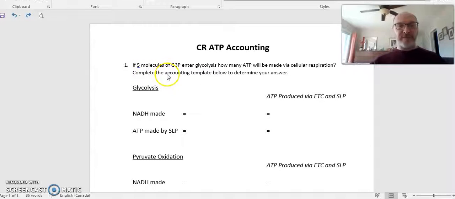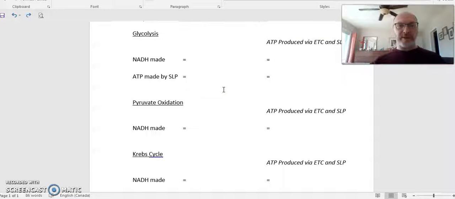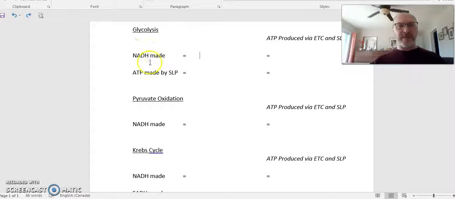So the question here is, if 5 molecules of G3P enter glycolysis, how many ATP will be made via cellular respiration? Complete the accounting template below to determine your answer. So let's just jump in and try to do that, starting with glycolysis. So you're asked here, how many NADH are made? How many ATP are made by substrate level phosphorylation?